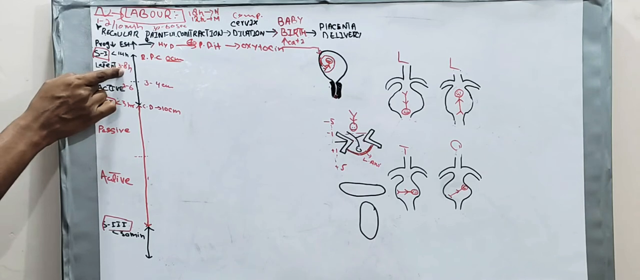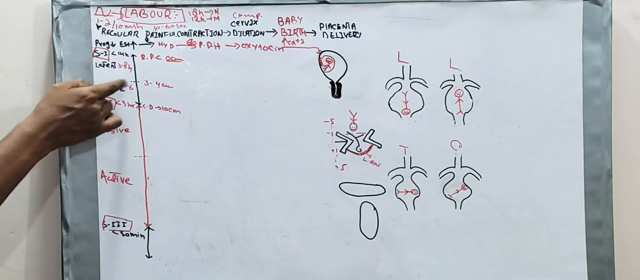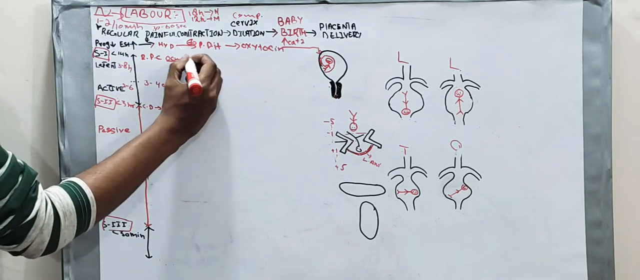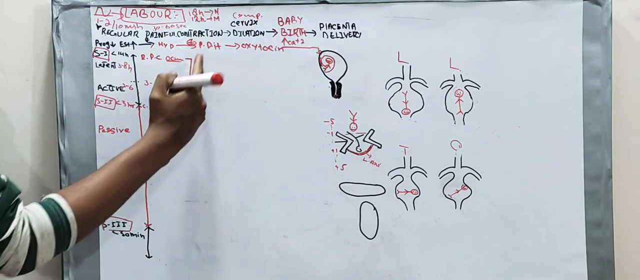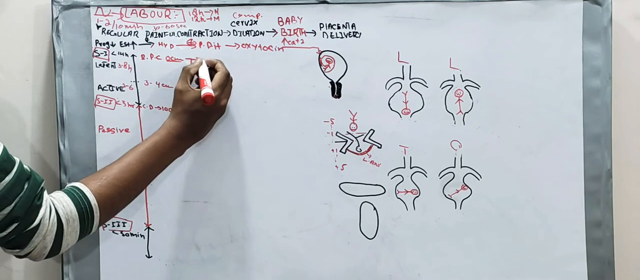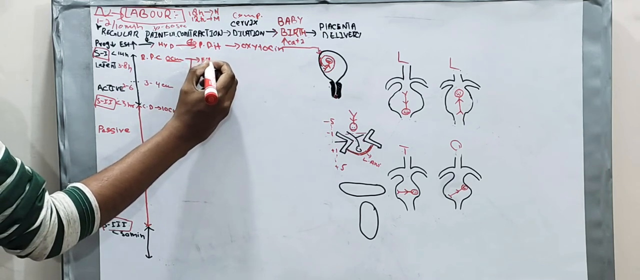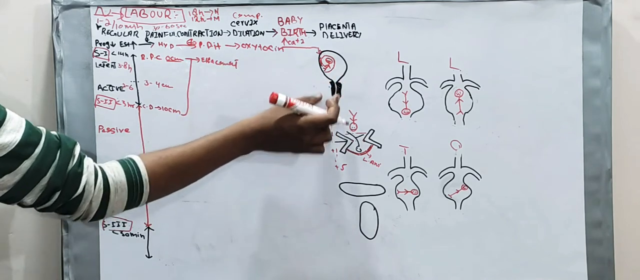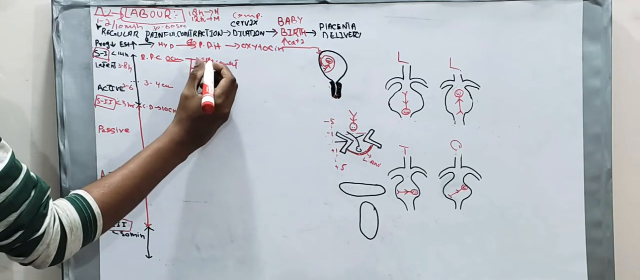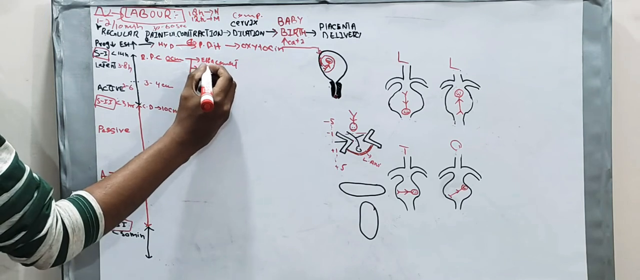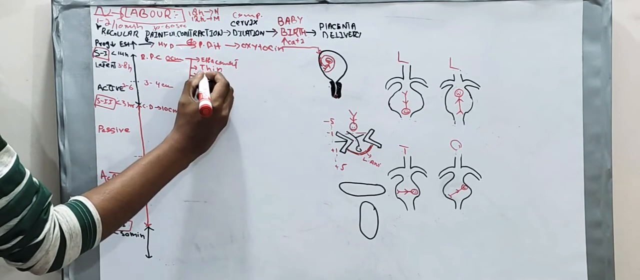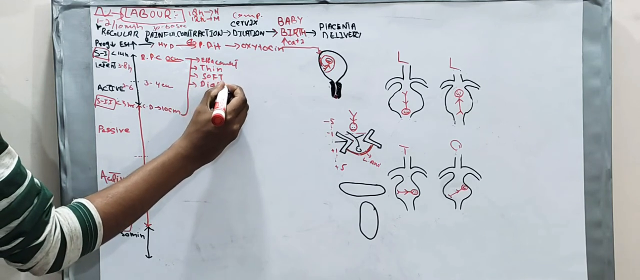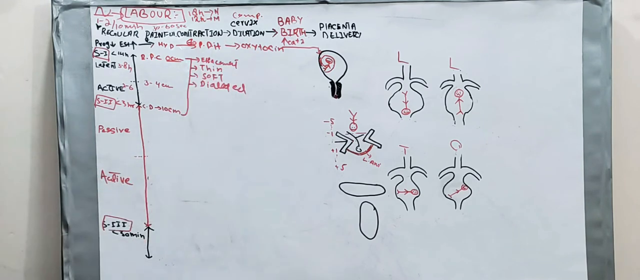The latent stage lasts only for 3 to 8 hours and the active stage lasts for 2 to 6 hours. Overall, the changes that occur during this stage: number 1 is effacement. What is effacement? Simply the shortening of the cervix. Then the cervix becomes thin, then it becomes soft, and finally it is dilated. So these are the 4 cardinal changes which occur in the cervix.